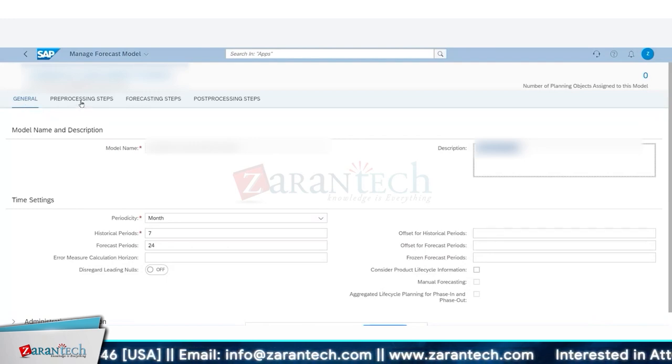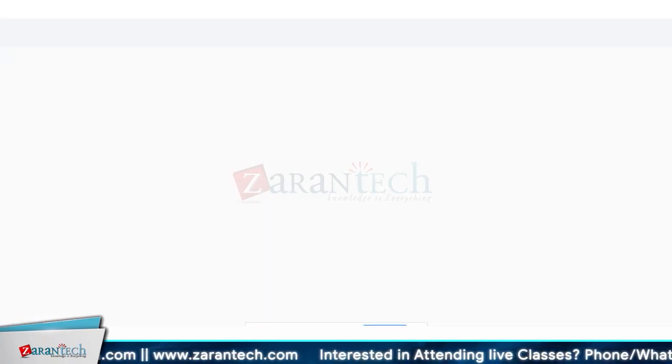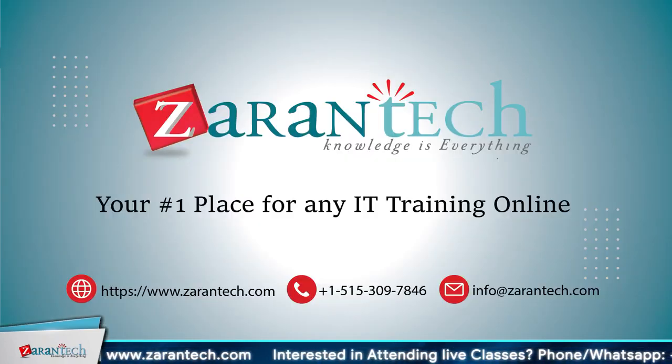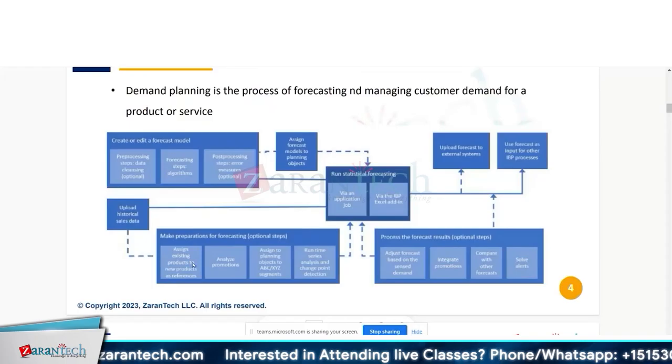One is general, one is pre-processing, what we have just seen in the first diagram. Then we have the forecasting step and the post-forecasting step. Okay, so if I go to the materials, these are the steps: preparation steps, then select the forecasting model, assign model. These are the steps that we are following now.